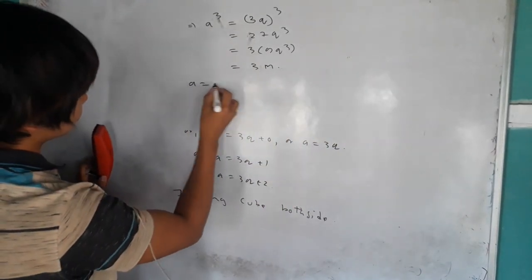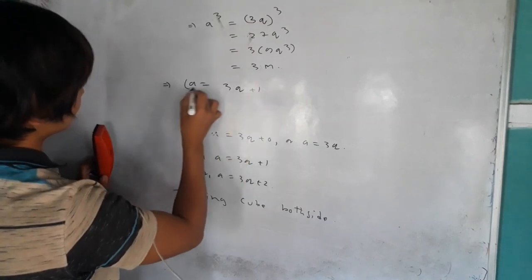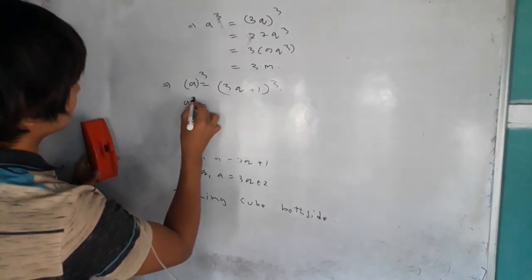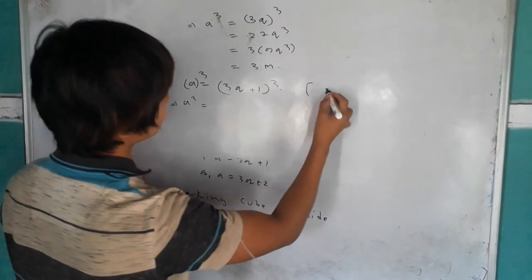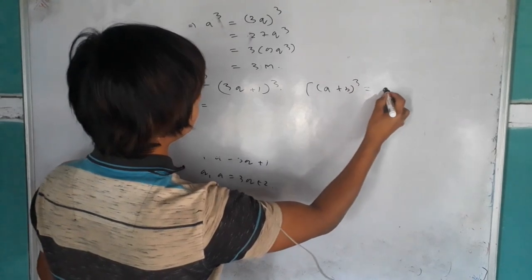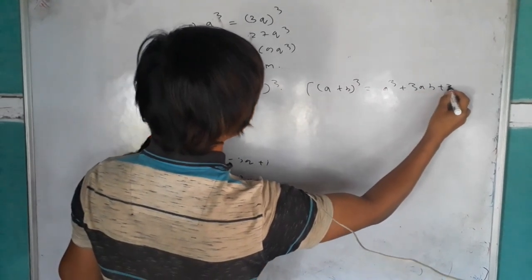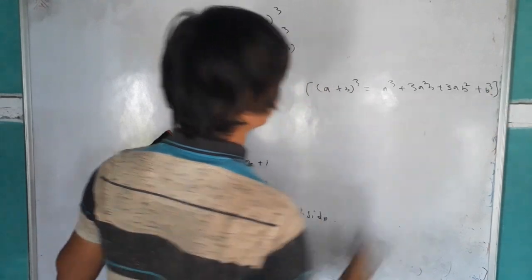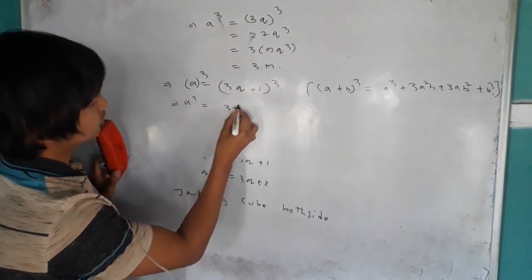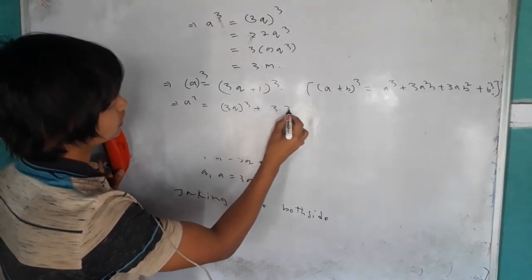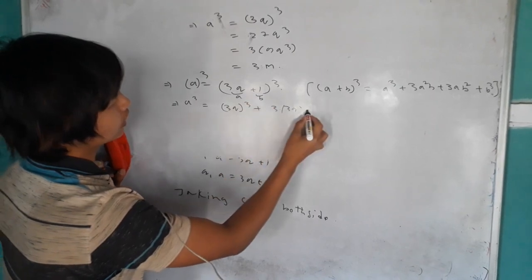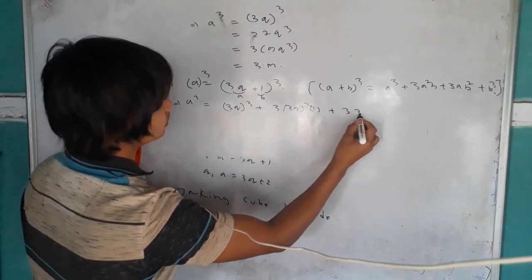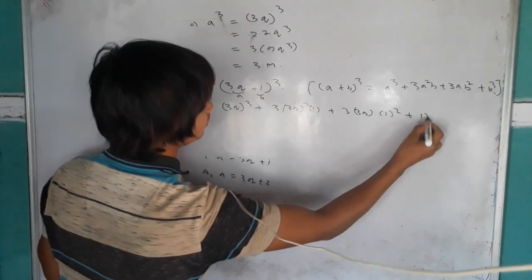Now the second part, a equals to 3q plus 1. We'll do the cube of it. What happens? Here is a formula: a plus b whole cube will be a cube plus 3a square b plus 3ab square plus b cube. So a cube means 3q cube, plus 3a square b, where a is 3q and b is 1, plus 3ab square, a means 3q, b means 1 square, plus 1 cube.